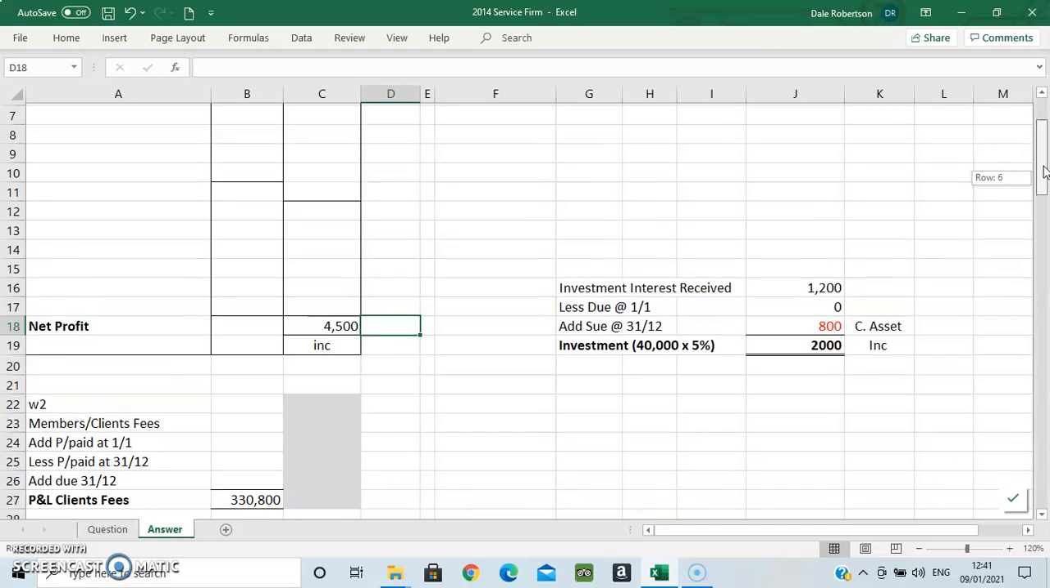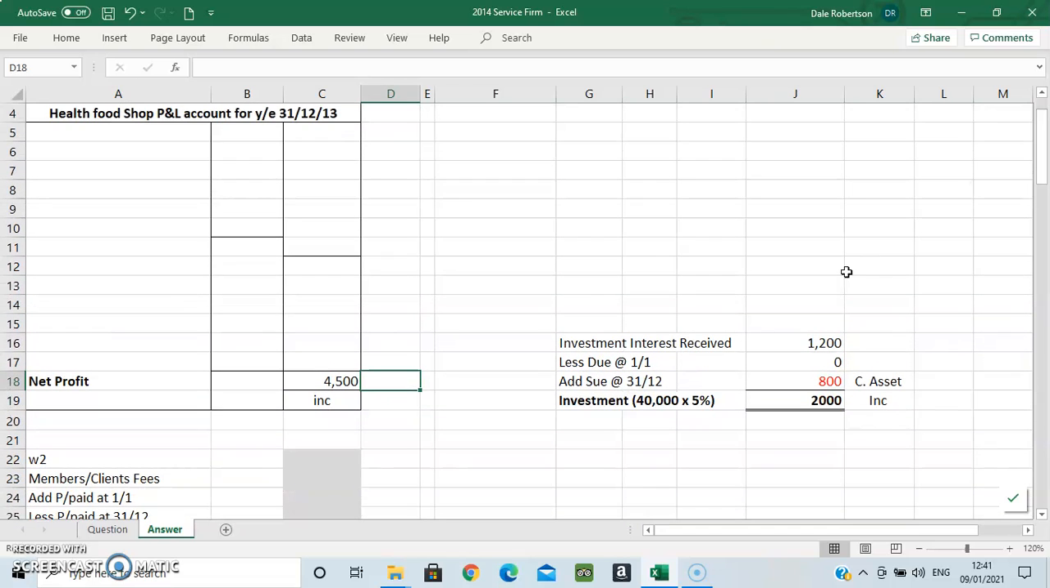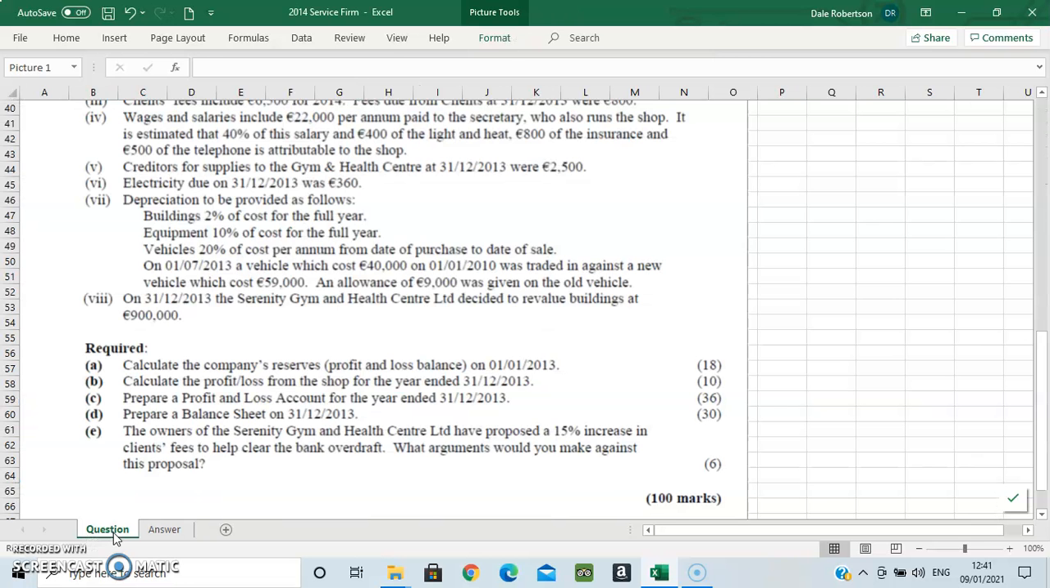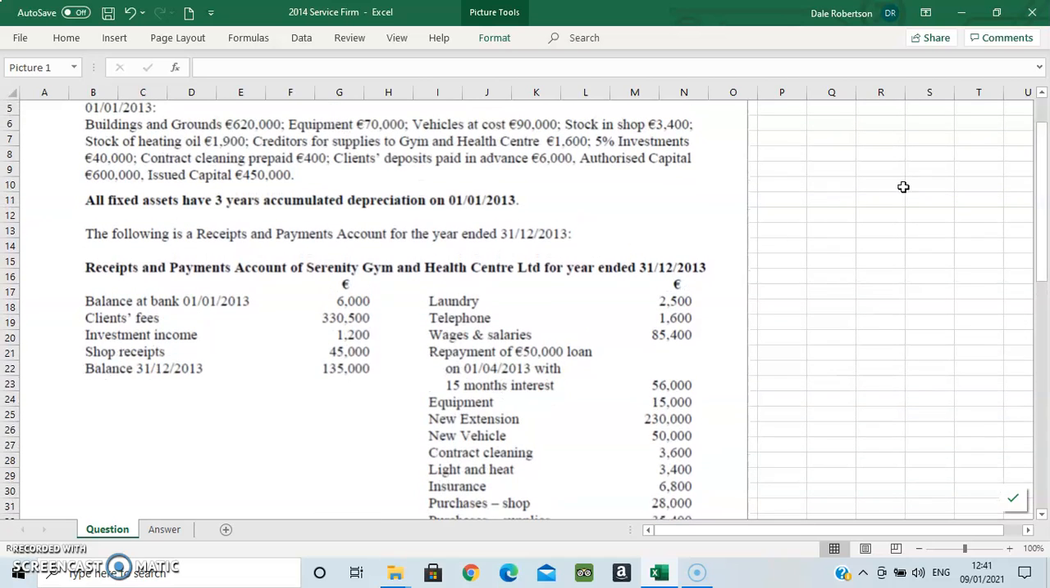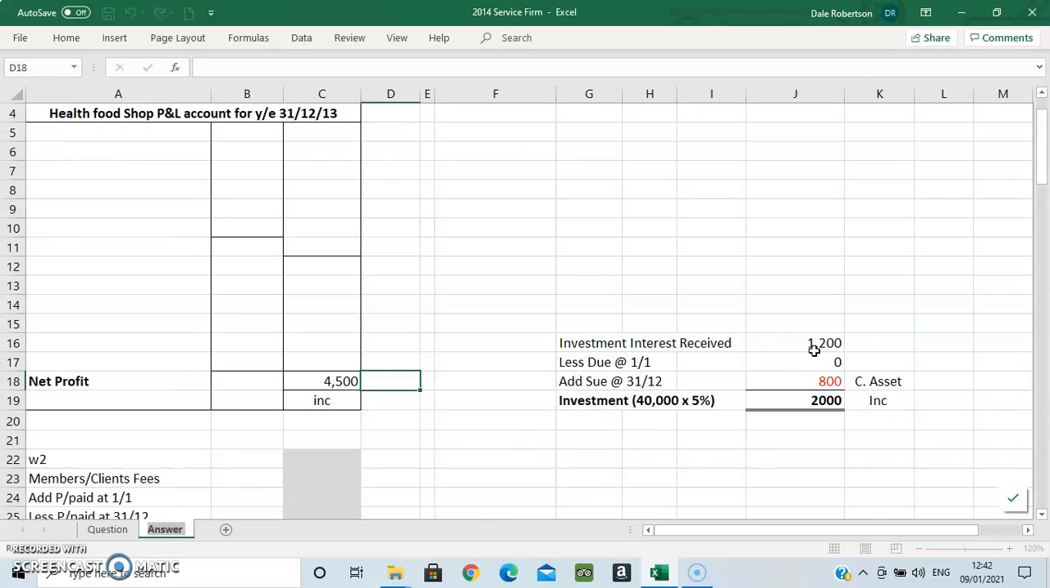And now I'd like to show you the investment interest received working here. Now, investment interest received, the €1,200 is how much we have received in the bank. That's going to bring you back up to here for a moment. So €1,200 is how much we have received, but of course we know that we are entitled to 5% of 40,000. So therefore, if you do that on your calc, you put down 1,200 here. There is no amount due at the start of the year. If there was, you would subtract it.